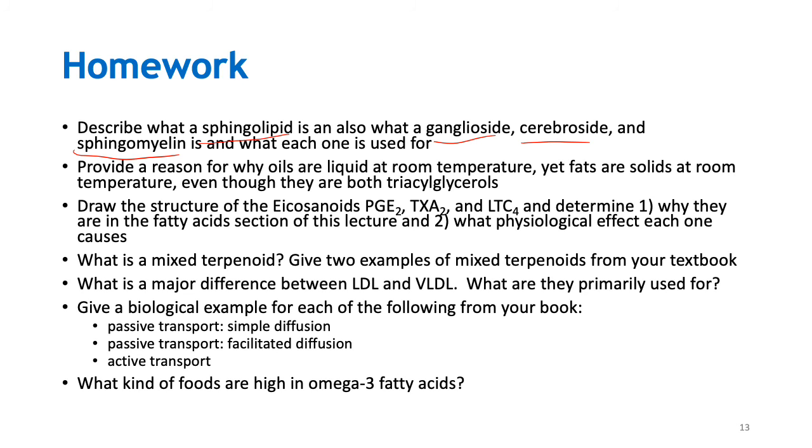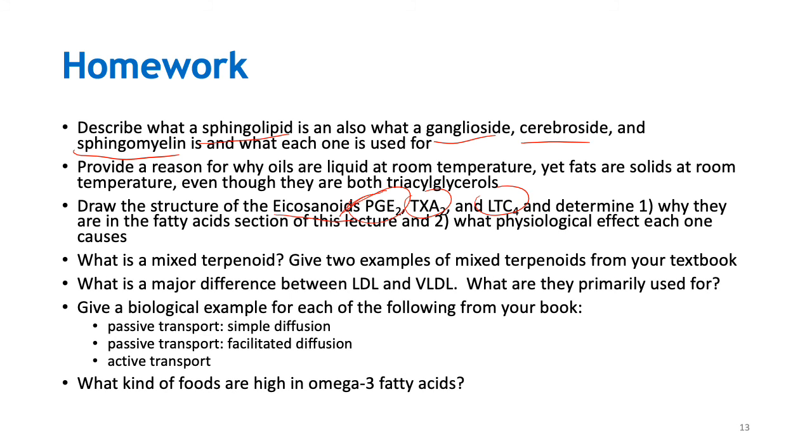After watching the video described in the previous lecture, take a look at the structure of the eicosanoids, PGE2, TXA2, and LTC4, being prostaglandins and thromboxanes and leukotrienes, and determine why they are in the fatty acids section in the first place. Take a look at the structure, see if it has a fatty acid, and what physiological effect each one causes in your body. What's the purpose of these eicosanoids, and how may it help you or hurt you?